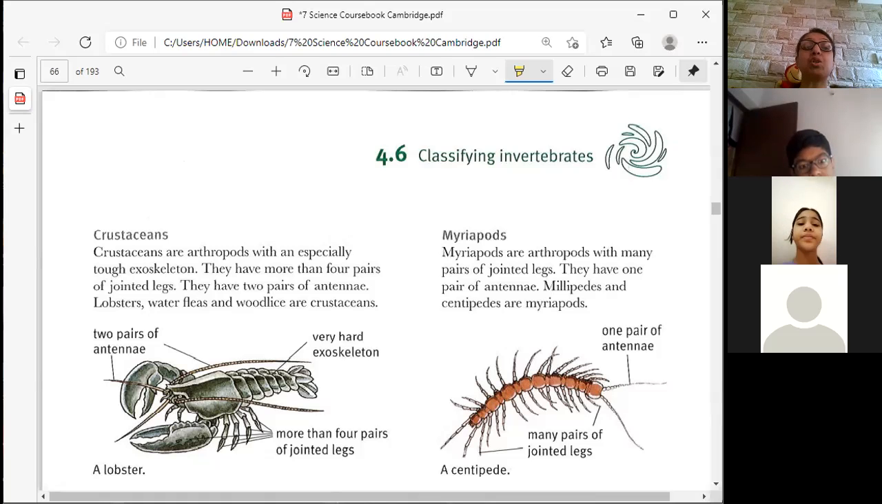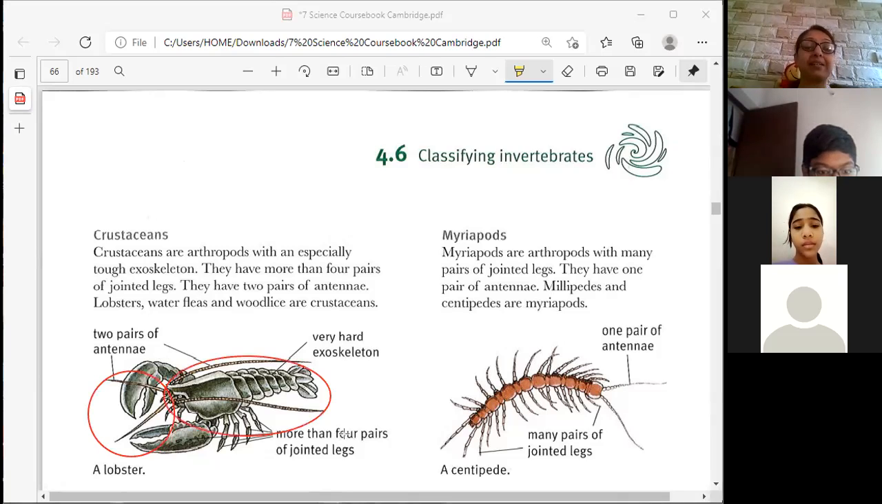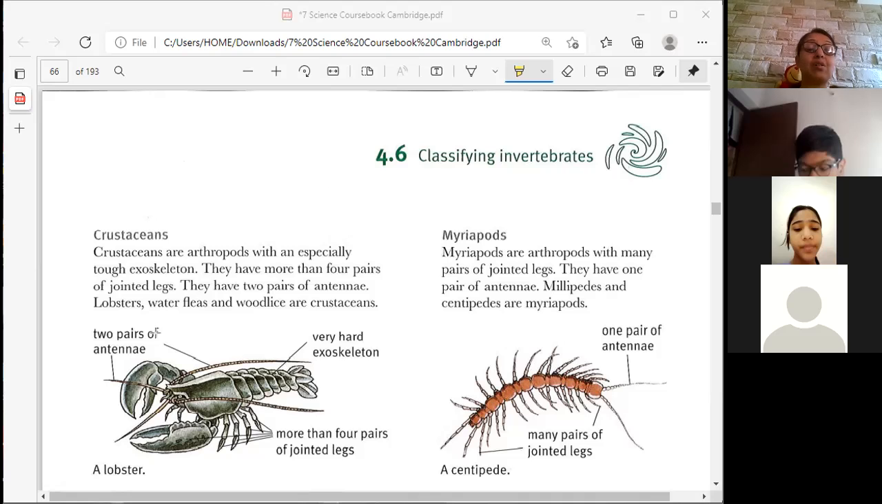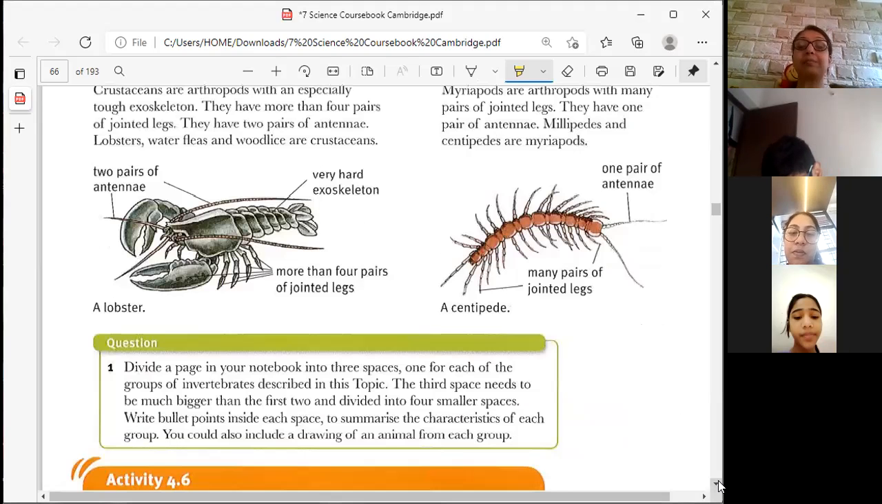Yes, ma'am. 2 are ahead. See, you can see 2 of them going ahead like this. And then you can see that the other pair is going behind. Can you see this? So you can see 4 antennas. Is it very clear? Okay. So the examples can be lobsters, water fleas, wood lice. Any doubt till here?